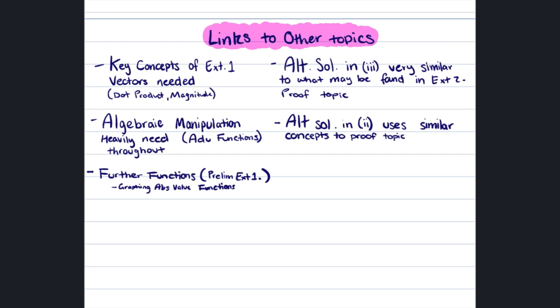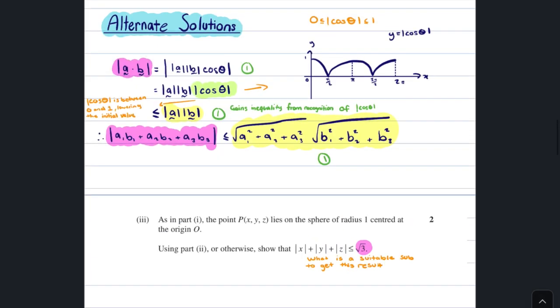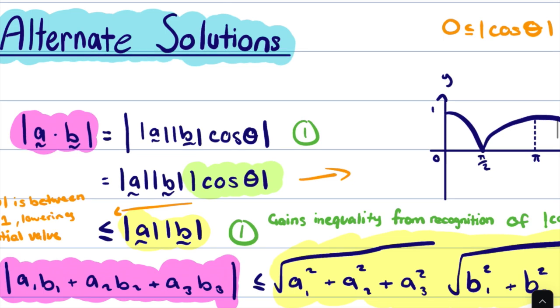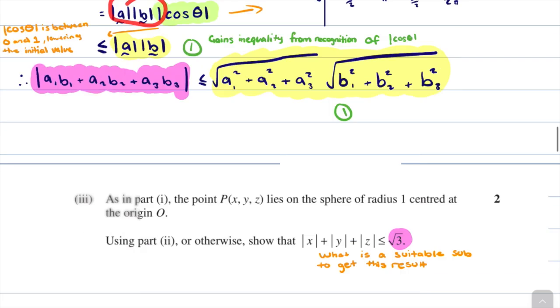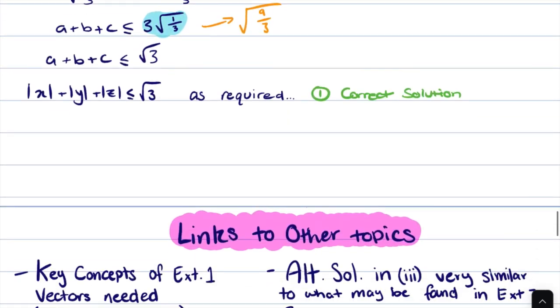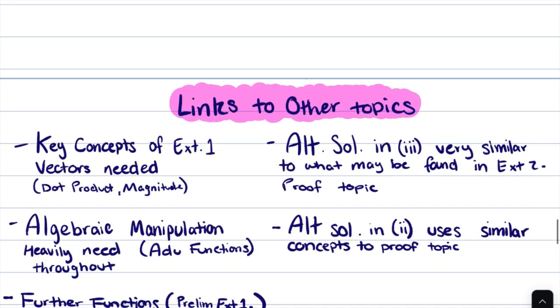As well as this, our alternate solution in part 2 uses similar concepts to our proof topic, where we discuss that the absolute value of cos, as it is between 0 and 1, is going to bring down the overall score of our 2 values. This is typical of an algebraic inequality proof used in Extension 2.